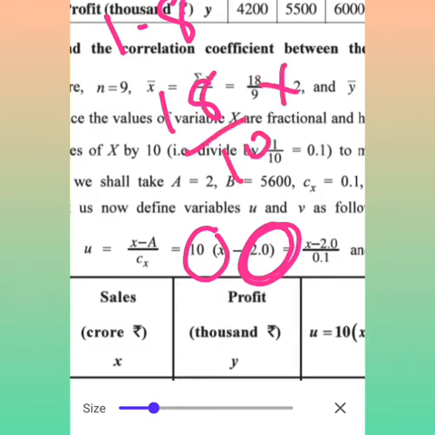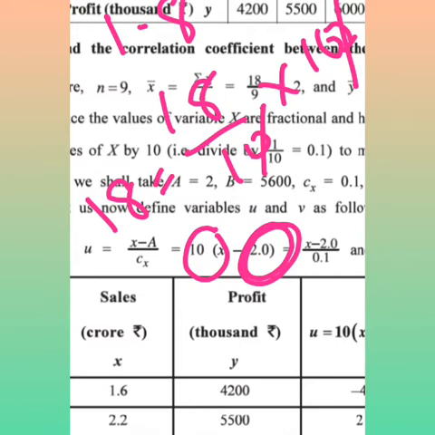Now if I multiply it by 10, what will happen? This is 10, this is 10. If I multiply it by 10, this 10 and this 10 will get cancelled, and your answer would be 18. Now see, the decimal has been removed, right? That's why, to remove the decimal, instead of dividing, it has been multiplied by 10. Hopefully you understood how u had been calculated.